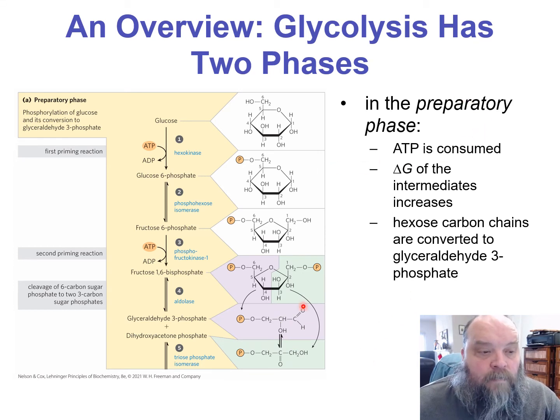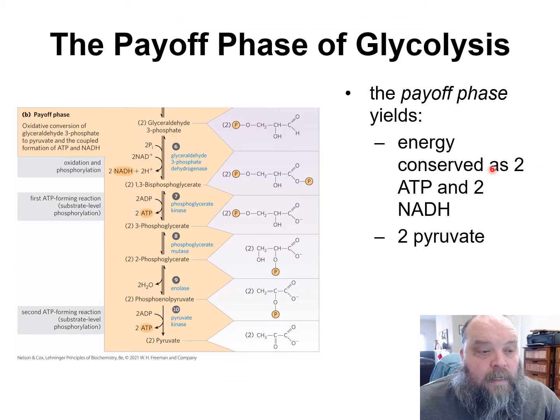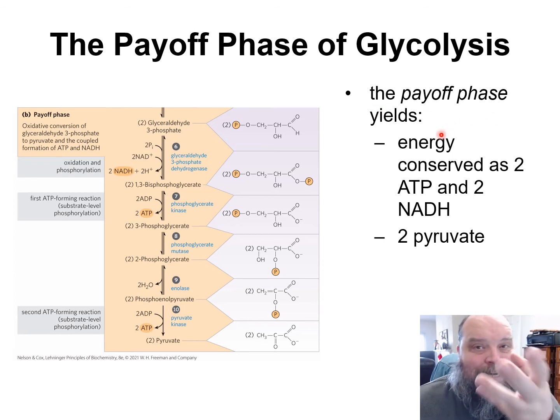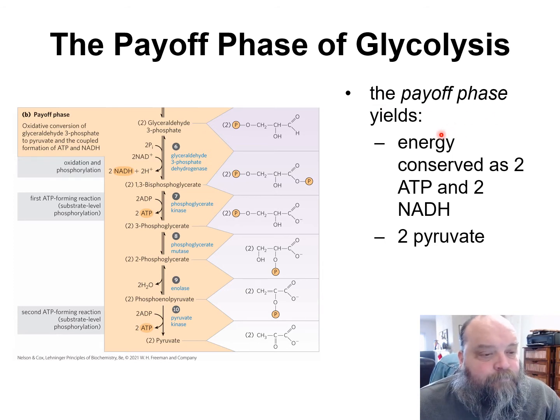This is the preparatory phase. Notice 2 ATPs were invested into this. You're preparing for the split. The thing is, you can't do anything with G3P, can't do anything with DAP. You need to take these and turn them into something else. Well, the second half, or the second phase, is known as the payoff. This is where you get something back. All right, what are we getting back?